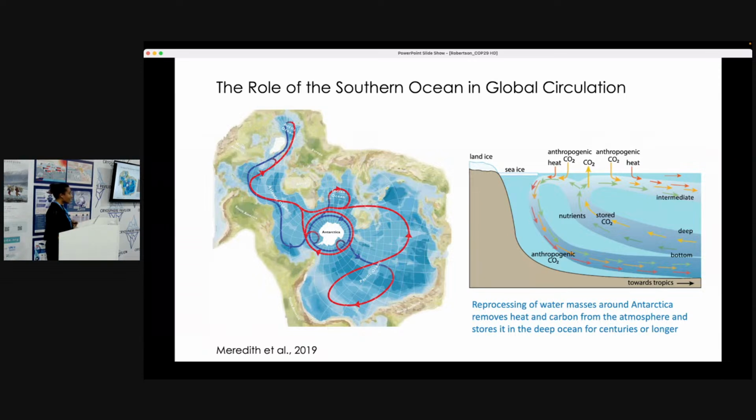And so the reprocessing of water masses around Antarctica removes heat and carbon from the atmosphere, storing it in the deep ocean for up to centuries.